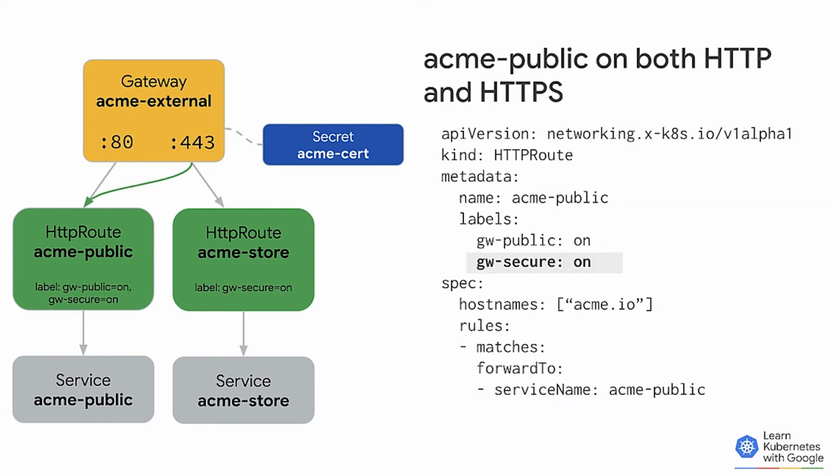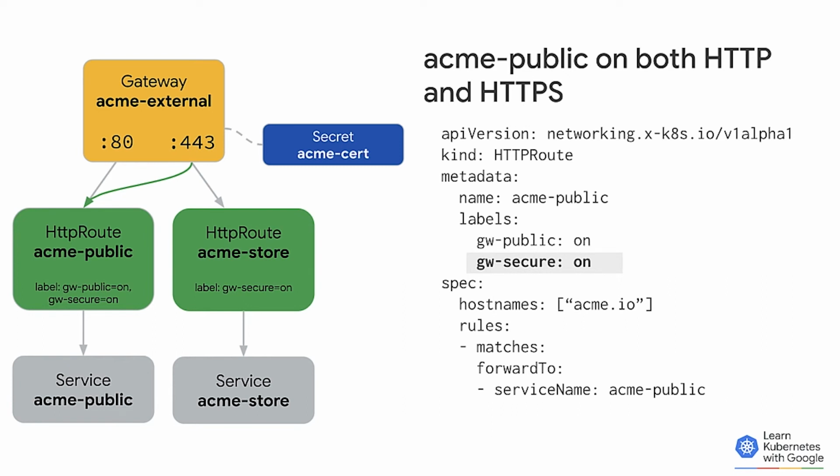Now for some extra credit. Let's see how we can serve the same route using both HTTP and HTTPS. For example, acme-public should be accessible over both protocols. As routes are linked to gateways using label selection, this is an easy task.